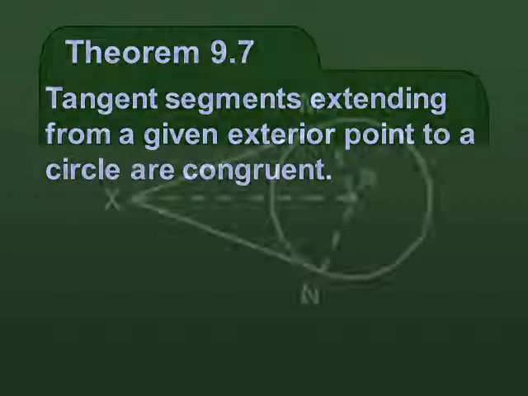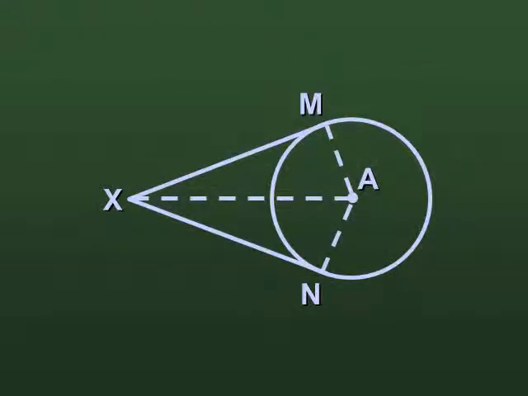Here's what the picture looks like. There's a point out there in space in the same plane with circle A, and they're calling it point X. I can draw two tangent lines from point X that will touch the circle at two different points of tangency. Here's one of them, XM, where the point of tangency is M, and the other is XN, where the point of tangency is N.